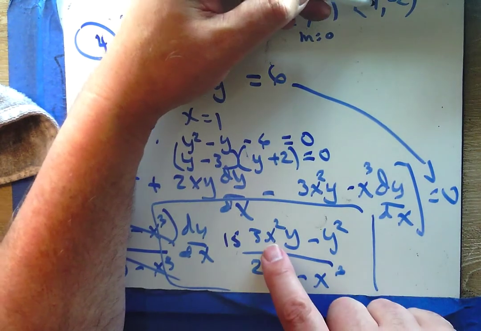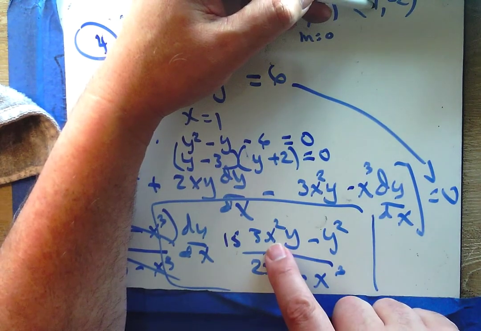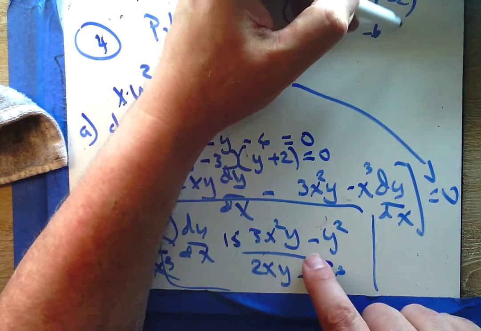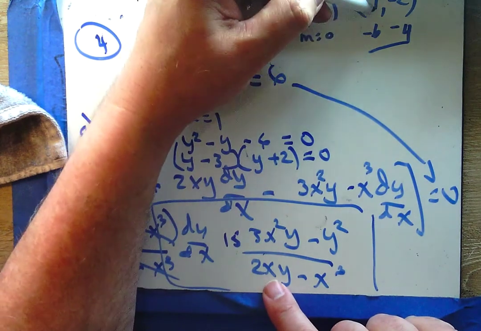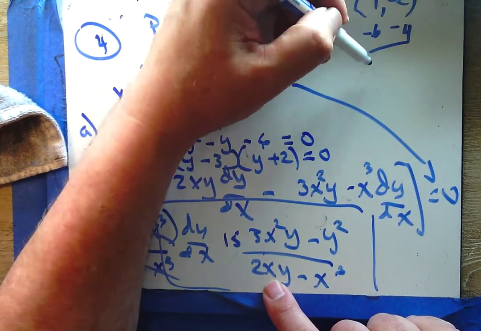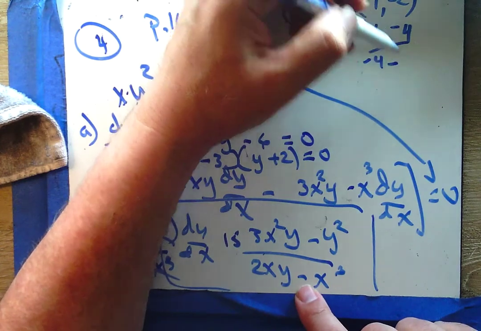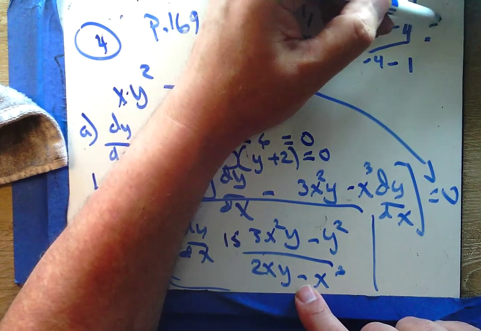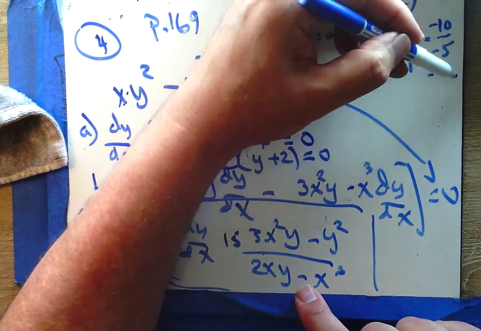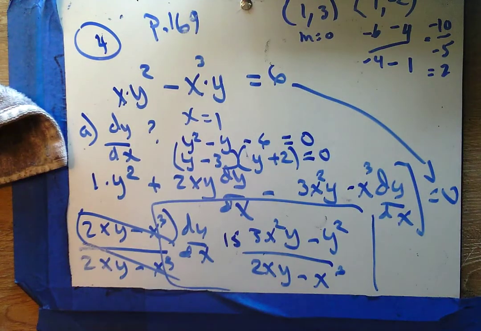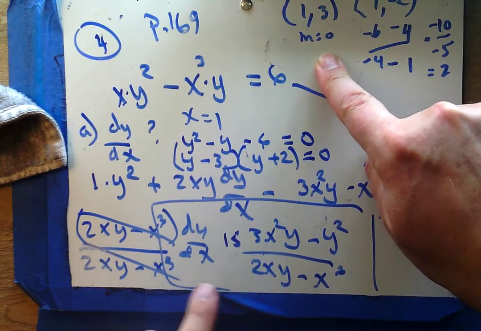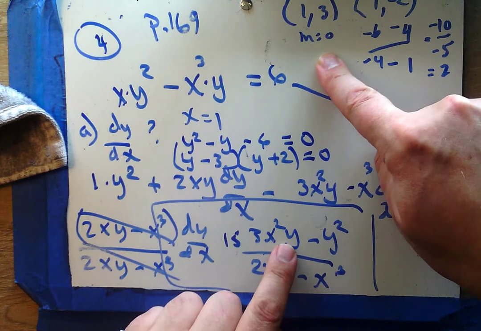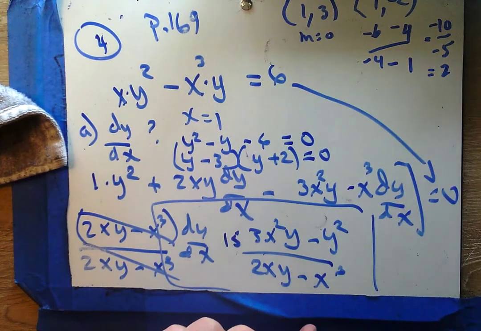And now let's plug in (1, negative 2). Negative 6 minus 4 over 2 times negative 2 is negative 4 minus 1. And that looks like negative 10 over negative 5, or a slope of positive 2. I kind of want to go back and check this one. So (1, 3), that's going to be 9 minus 9, yeah, 9 minus 9 is 0. Okay, so what am I writing?